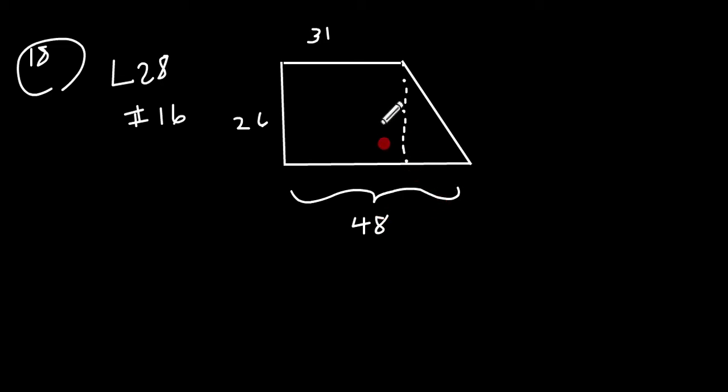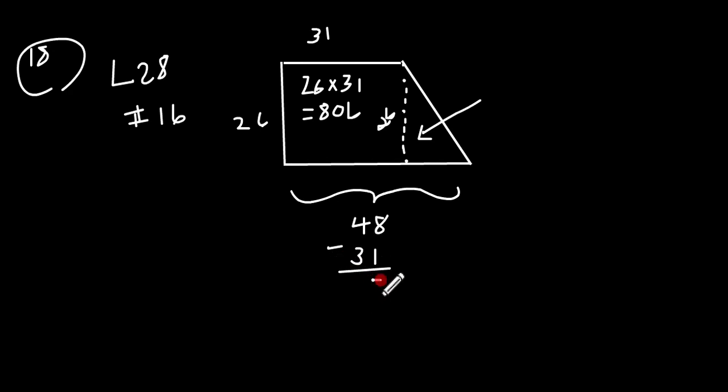All right, so the rectangle is easy. We're just going to take 26 times 31, and we get 806. So this one is 26 times 31, and that equals 806. Now let's do the triangle. The height of the triangle is going to be the height of the rectangle. So the height of the triangle is also 26, and then we have to take 48 minus 31, and that gives us the base of the triangle.